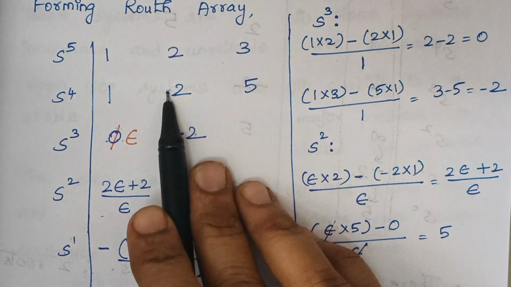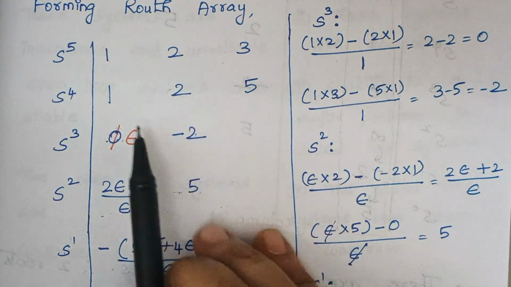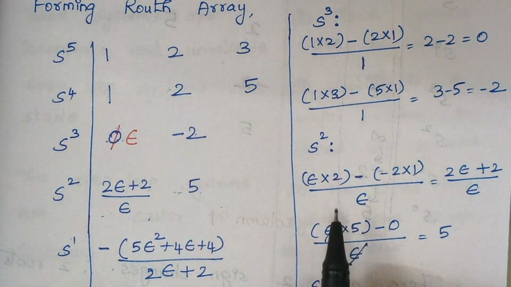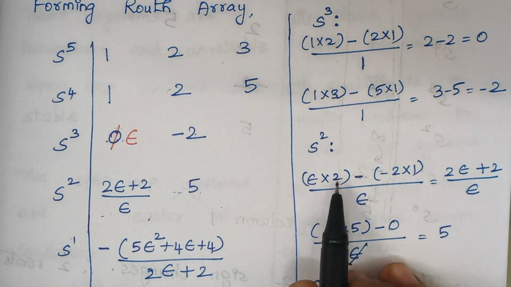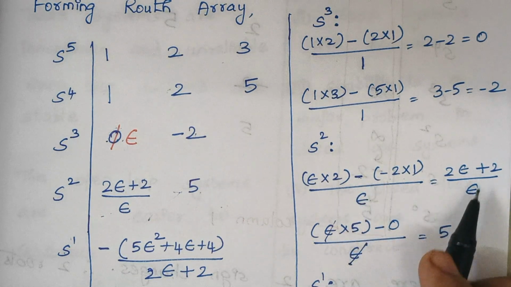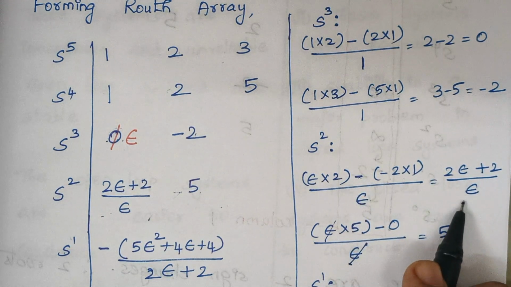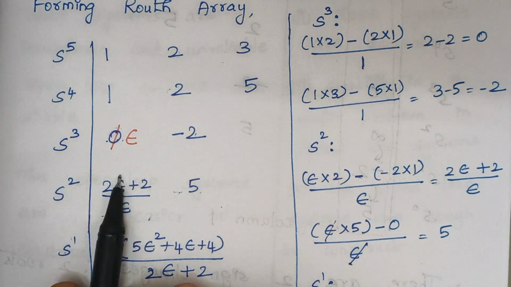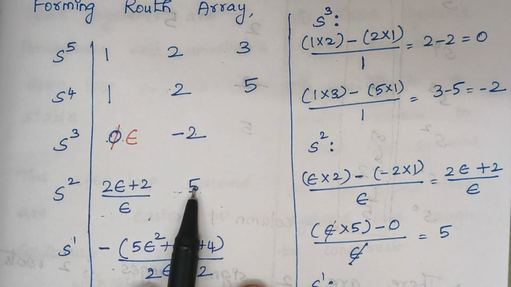Epsilon into 2 minus minus 2 into 1, divided by epsilon. When you solve this, we get 2 epsilon, and minus into minus becomes plus, so plus 2 divided by epsilon. This is the first element of s to the power 2, so write the expression. Then how do we find the second element?